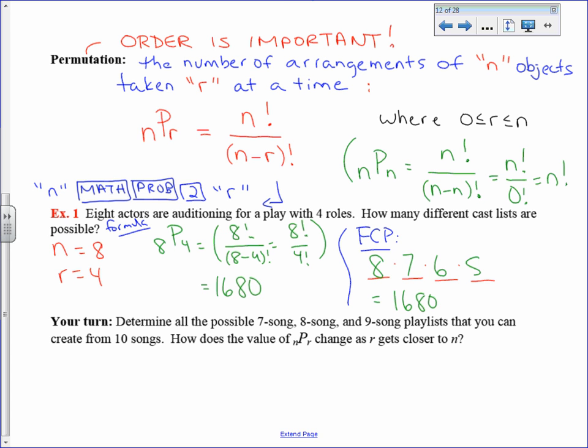And you should be able to recognize that as 8 factorial divided by 4 factorial. If we use the method we were using yesterday, 8 factorial divided by 4 factorial is 8 times 7 times 6 times 5 times 4 factorial divided by 4 factorial. You end up with the same thing, because it's essentially just putting a formula on what we did yesterday. Okay, so you guys try the one on the bottom.